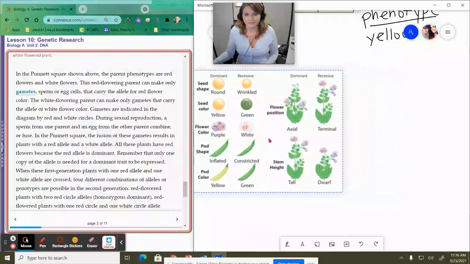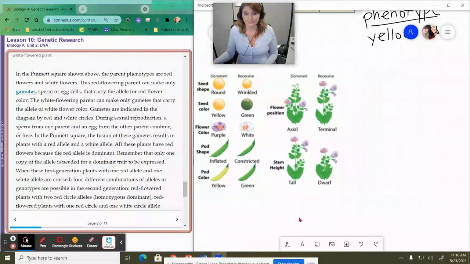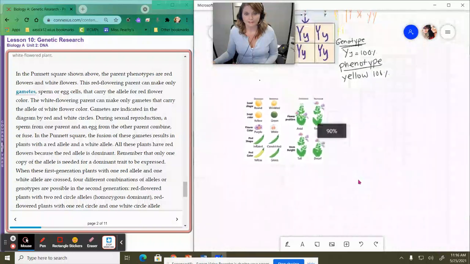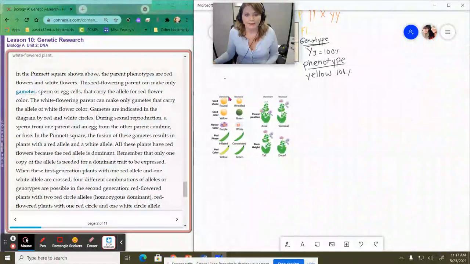I'm just looking at this because this is all of our different characteristics that these pea plants have. You can have, let's just back up a little bit here. You can have seed shape, round versus wrinkled. You could have seed color, yellow versus green. You could have flower color, purple versus white. Pod shape, inflated versus constricted. Pod color, yellow versus green. Flower position, axial versus terminal. This means the flowers are kind of like, I call them the armpits, but it's like where two branches come together. It's the axes, or kind of an armpit.